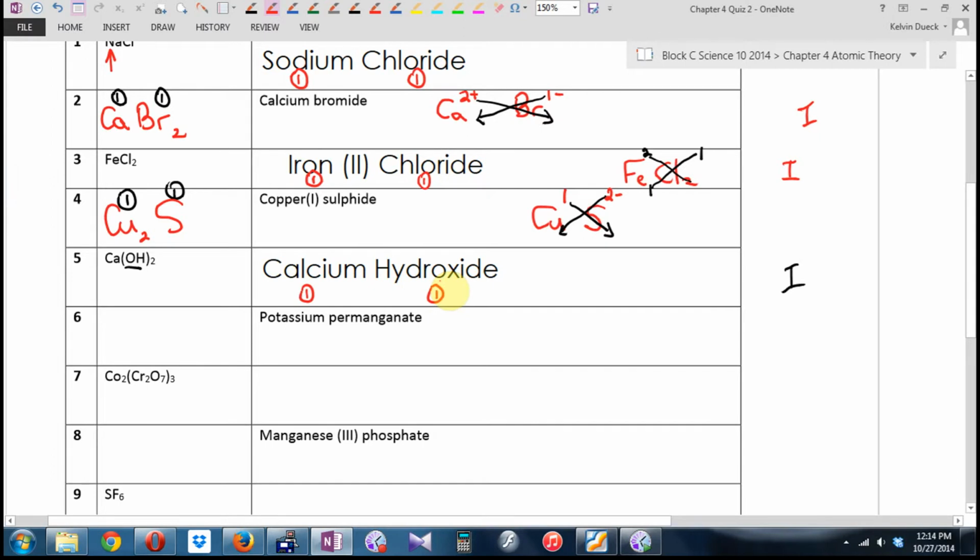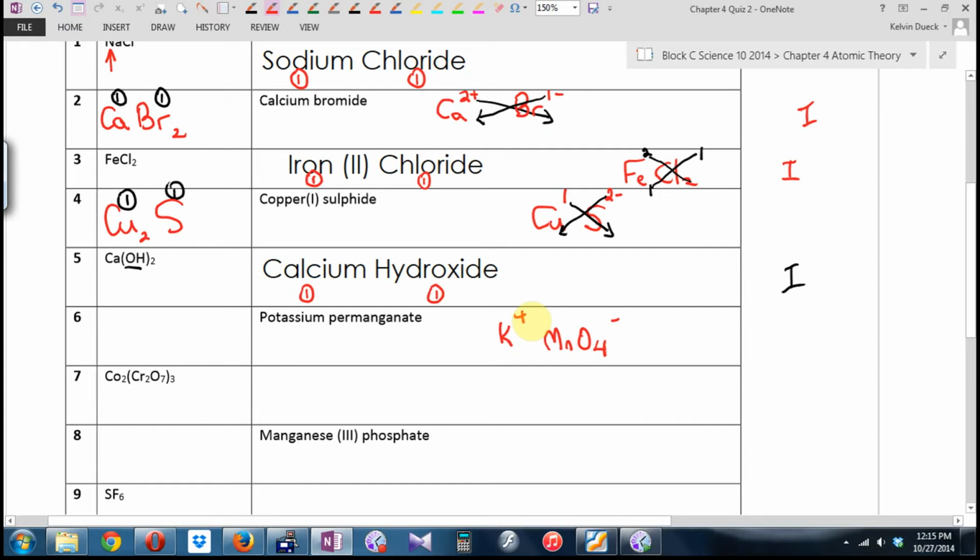Potassium permanganate. What the heck is... Oh, you know what? I think that thing is a multivalent ion, so I have to look it up. Potassium is K. What is permanganate? MnO4? Really? What's its charge? Oh, lowercase n. I see. MnO4, and it's got a negative, and potassium has a plus.